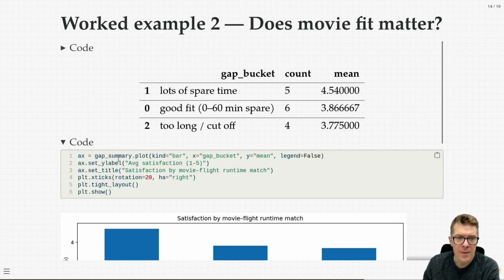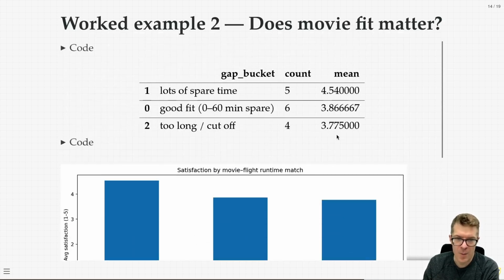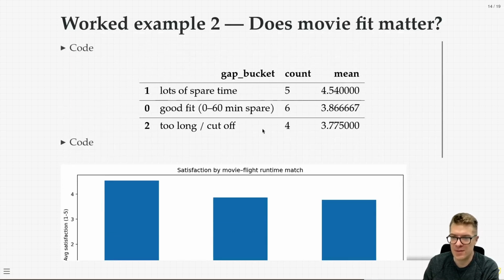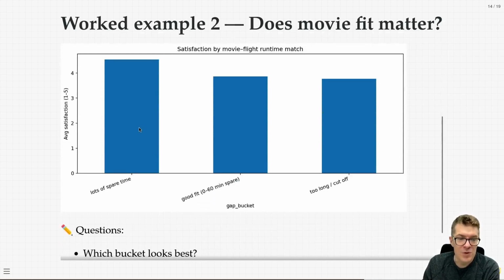Anyway, down here we just plot the results that I just computed a moment ago in gap summary, and then here we see them. This is just a visual representation of these numbers I saw a moment ago. So we have something in a table, something in a plot, and so far so good.